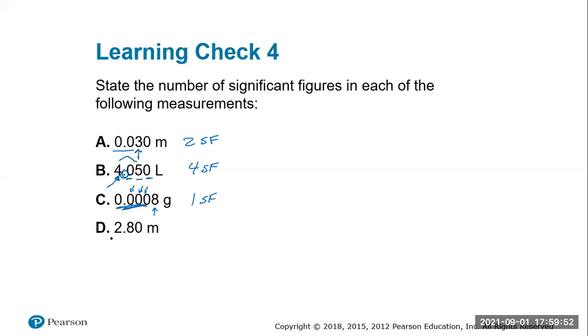And starting here with the 2, which is our first non-zero number, it would be significant. Then rolling through the rest, the 8 is significant, and the 0 is significant again because of the decimal point that's in the number. That would give us 3 significant figures in this particular case. Any questions on any of those?